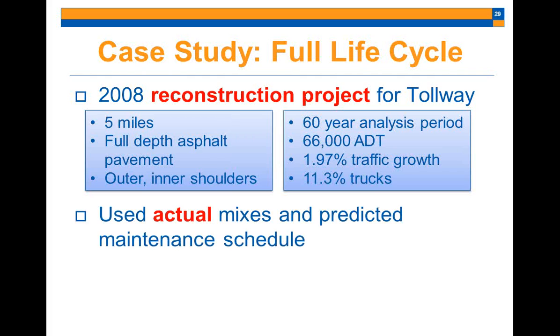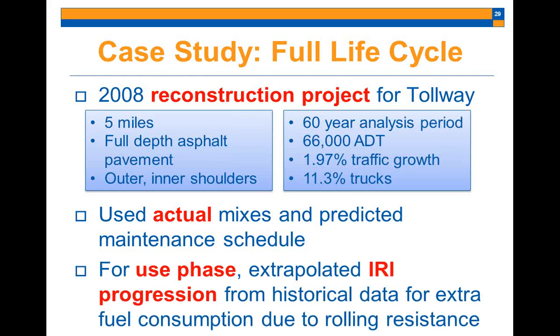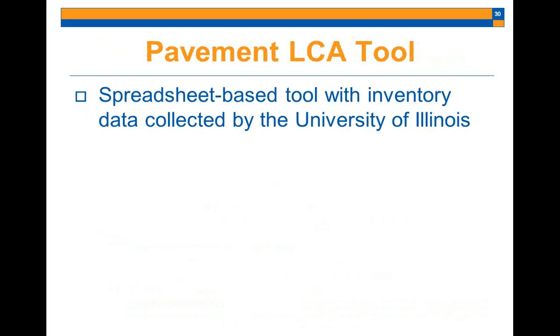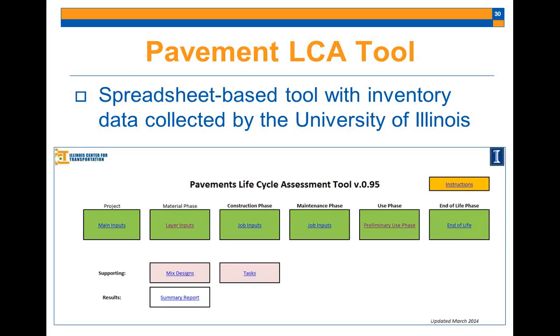So we used actual mixes and the predicted maintenance schedule that the Tollway uses. For the use phase, we did a more simplified analysis at this point because there's more work being done on it currently, where we extrapolated an IRI progression from historical data for these particular segments to figure out the extra fuel consumption due to rolling resistance. The Pavement LCA tool that we used is a spreadsheet tool that has been developed by the university for the Illinois Tollway, and it includes inventory data for many of the products and processes that we need, not just for asphalt binder production.